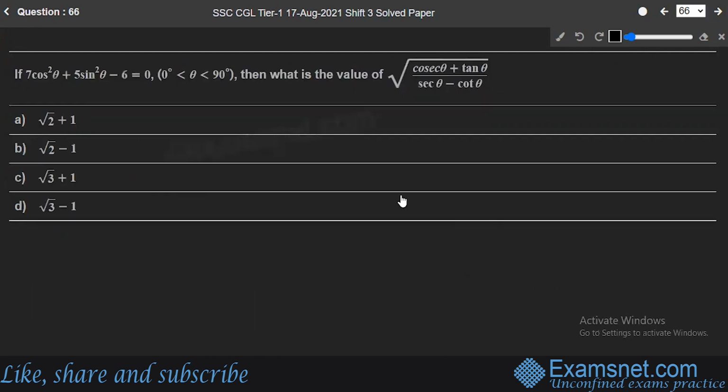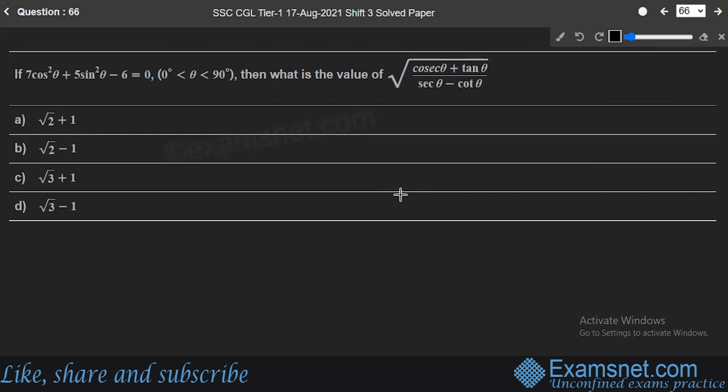number 66. This is a trigonometric question. So let's read: 7 cos square theta plus 5 sine square theta minus 6 is equal to 0. Theta lies in the first quadrant, right? It's given that it lies between 0 and 90 degree. So it lies in the first quadrant. Then what is the value of the given expression?